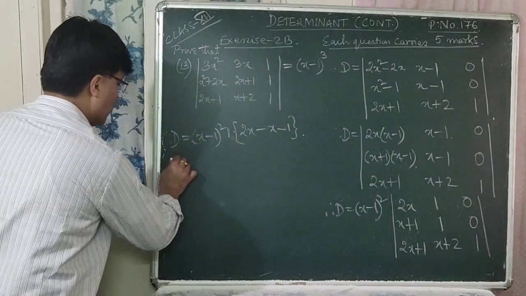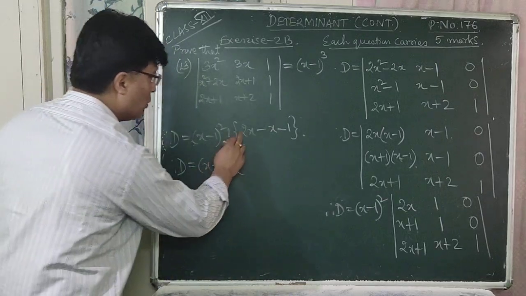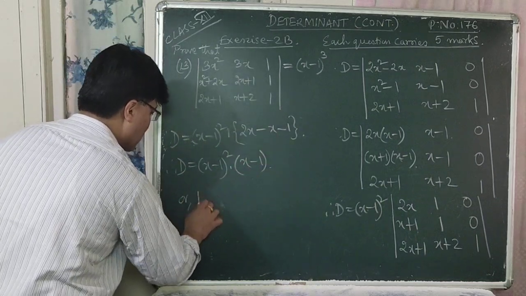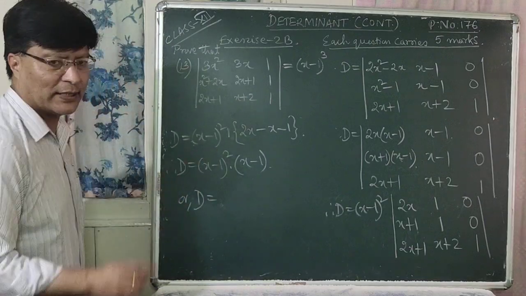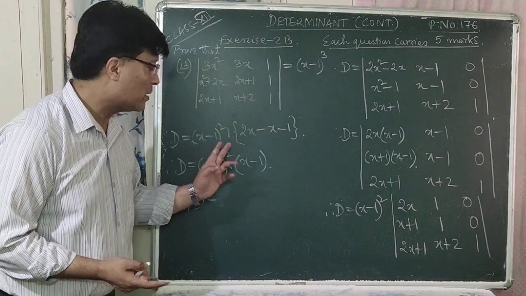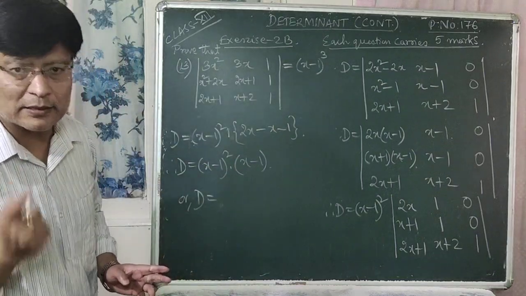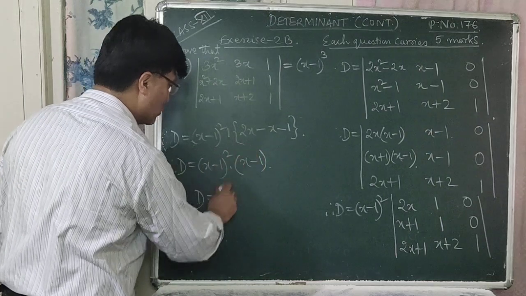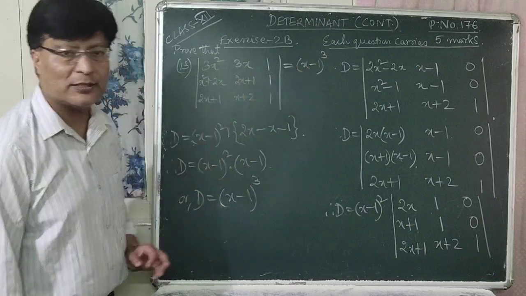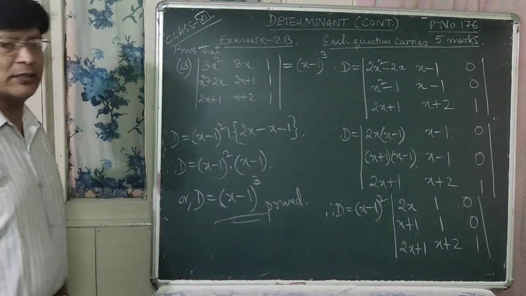Okay? So therefore D is equal to x minus 1 whole square into within bracket. What is 2x minus x minus 1? That is x minus 1. So D is equal to x minus 1 whole square into x minus 1. If x minus 1 and x minus 1 are multiplied, the powers will be added. There is 2, this is 1, 2 plus 1 is 3. So x minus 1 whole cube. That means which is equal to right hand side. So we proved it. Okay? So this is the answer.